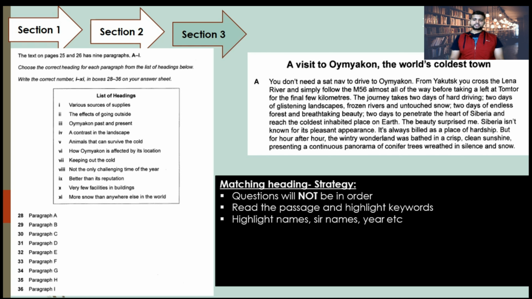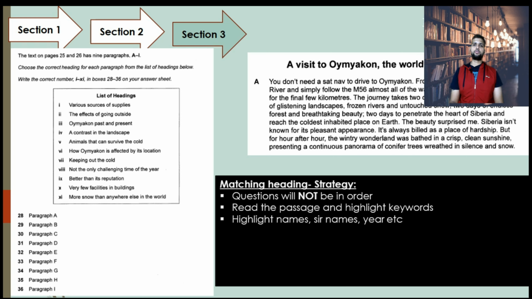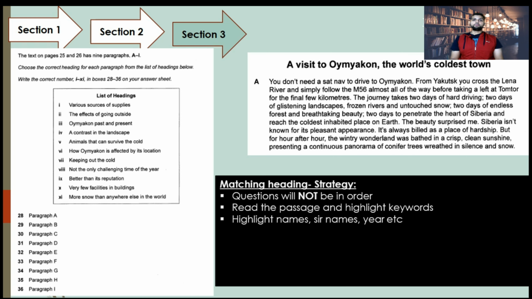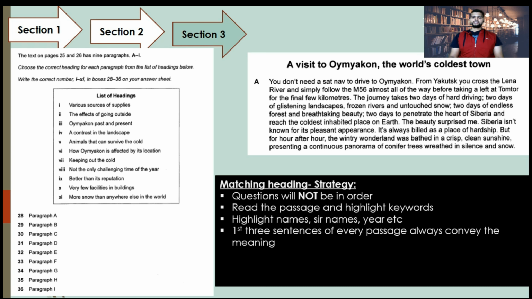Now let us understand: highlight the names, surnames and years, etc. If something comes with respect to a name, surname or year, you had better highlight it, because you cannot afford to go through the passage again. It will consume a lot of time and you do not have the liberty to spend your time reading the passages again and again. So highlight the names. The first 3 sentences of every passage always convey the meaning. That is what we have found out.